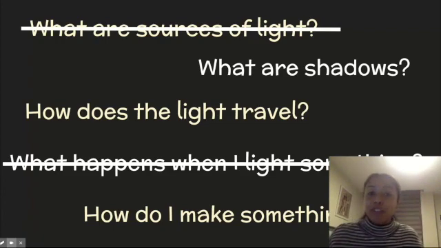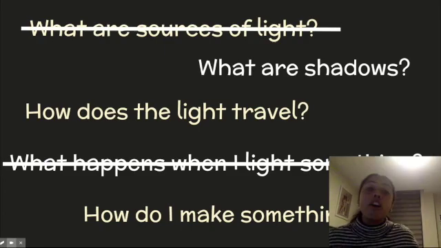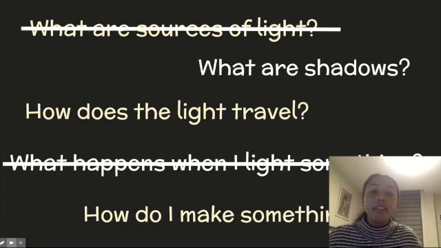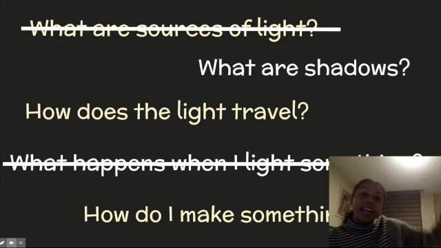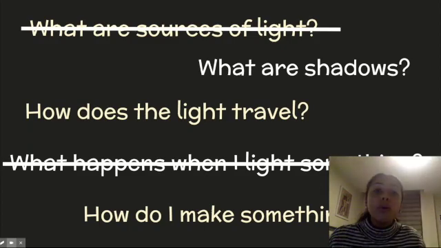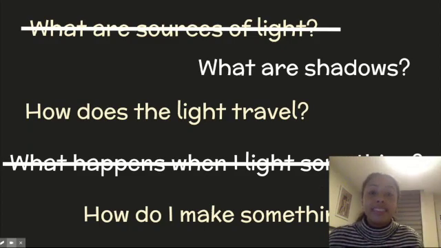We also learned that there's two types of sources of light. There's natural light, like the sun, the stars, and the moon. And there's artificial light, light that's made by humans, like street lights, flashlights, the headlights of a car, even the lamps that are lighting my room right now. Those are all artificial sources of light.